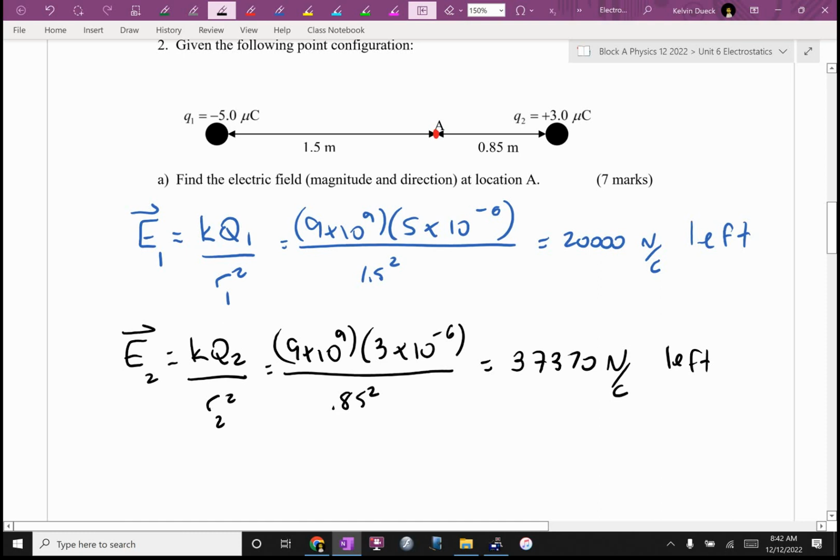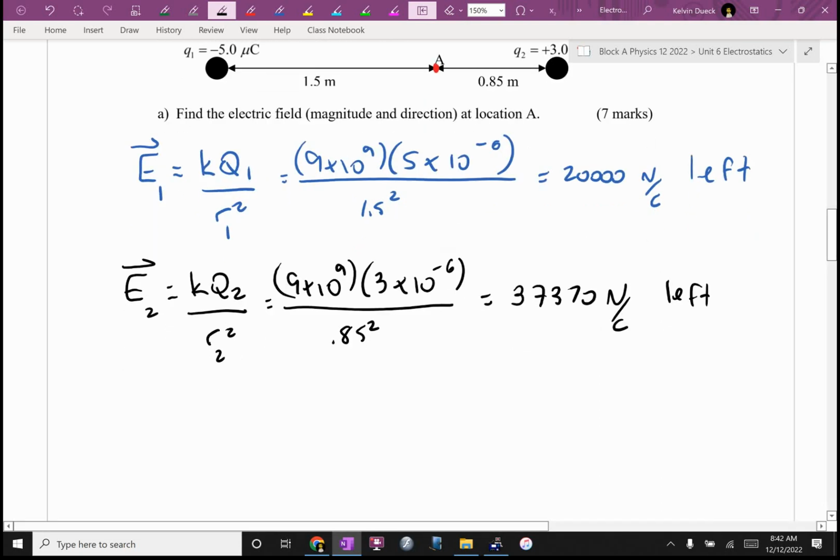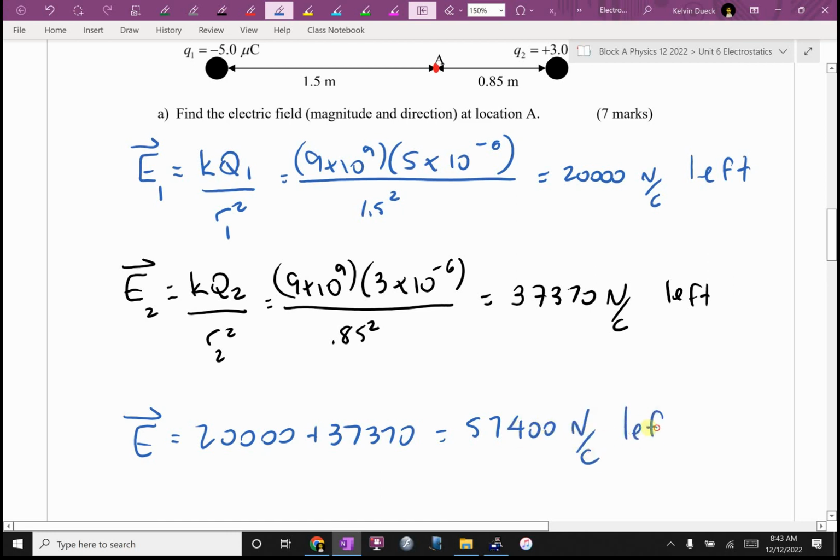How will I add left plus left, left and left? Will I go winner minus loser? Nope. So the net electric field is going to be 20,000 plus 37,370. I can do that one in my head. It's going to be 57,000. I'll round to there, 400 newtons per coulomb left. 57,370 if you went that far. Okay. If you got that, 7 out of 7.